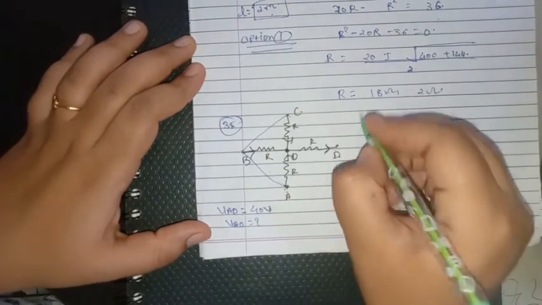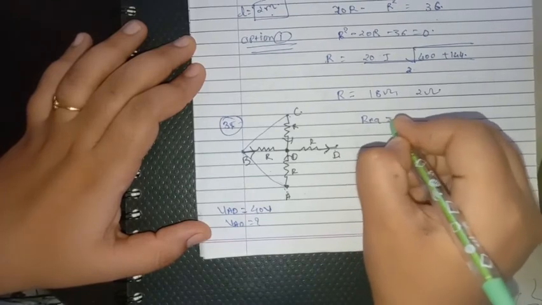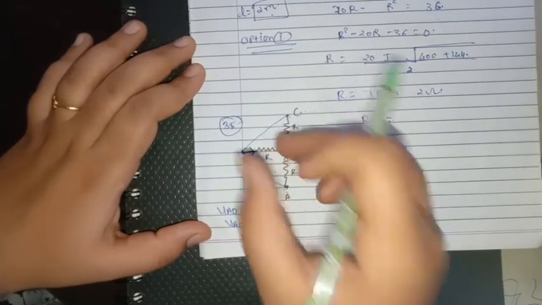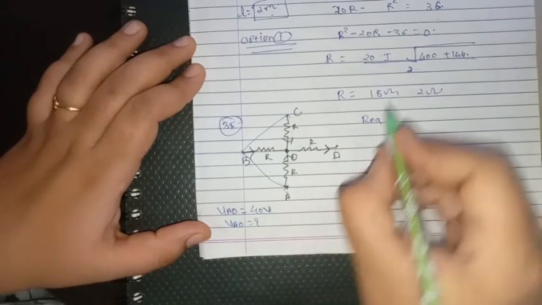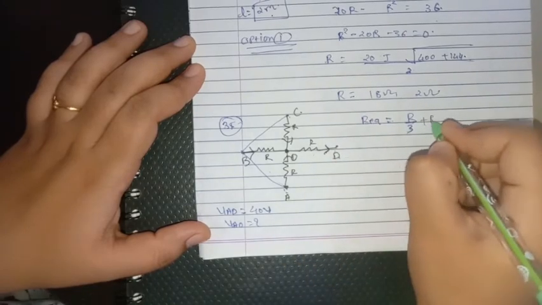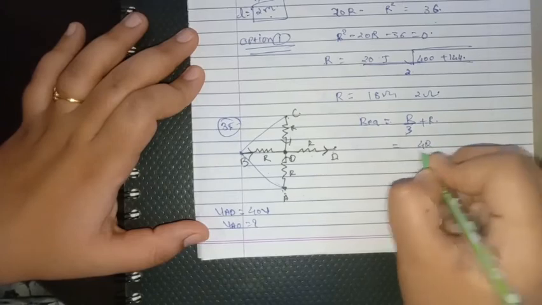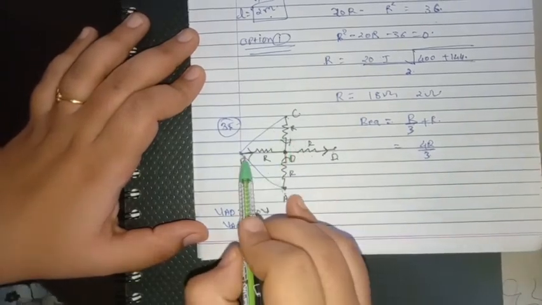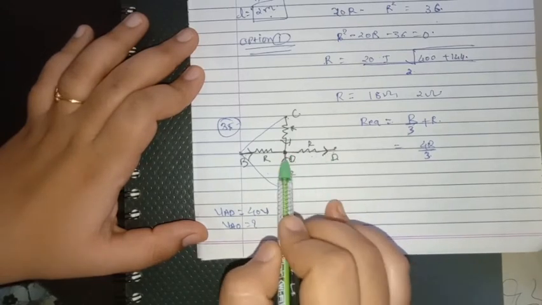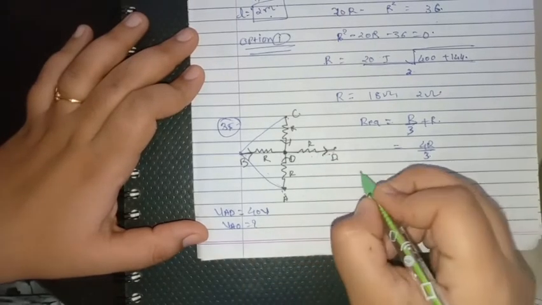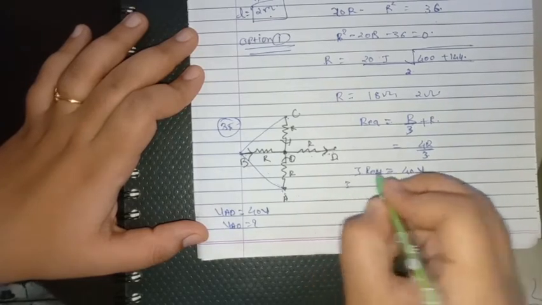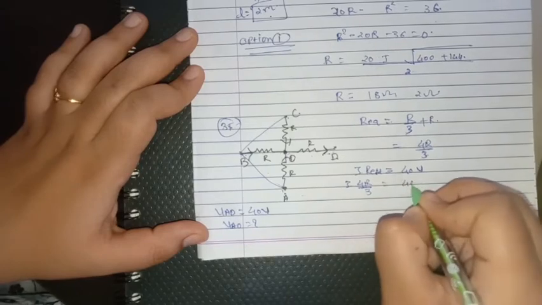Here the R equivalent of the circuit can be given as follows. B, C and A are at the same potential. These three are in parallel and in series with resistance R. The equivalent of these three in parallel will be R by 3 in series with R, so plus R. So R effective will be 4R by 3. The current coming from B, C and A branches combine at this point O, and the total current flows through the branch OD. We can write I times R effective is equal to 40 volt. But R effective is 4R by 3, so I into 4R by 3 is equal to 40 volt.